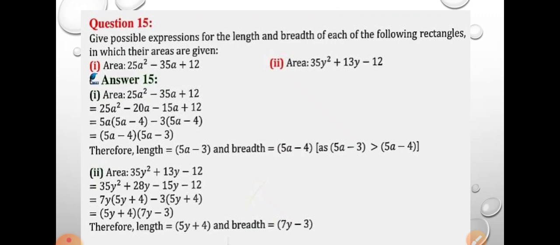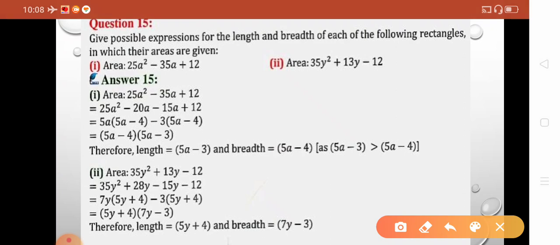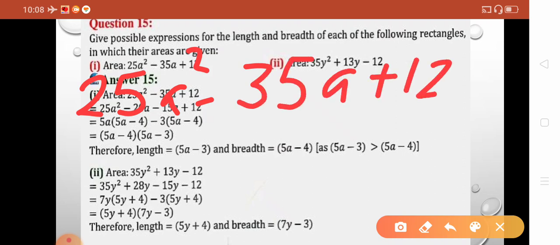Whenever these types of questions are given, the main purpose is to find the factors of the given expression, and both the factors are the length and breadth values. So 25a square minus 35a plus 12. You will solve this equation using the splitting the middle term method.